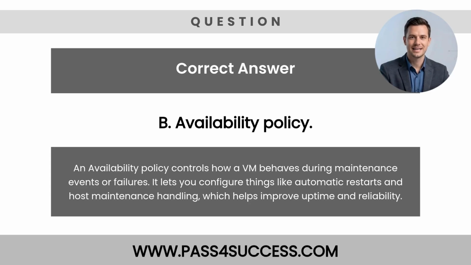Correct answer: B. Availability policy. Explanation: An availability policy controls how a VM behaves during maintenance events or failures. It lets you configure things like automatic restarts and host maintenance handling, which helps improve uptime and reliability.